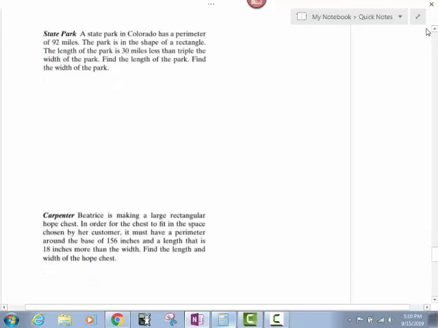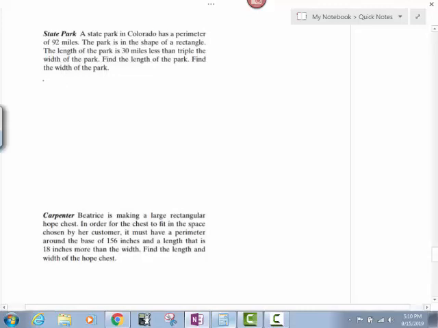Just a few more problems here, guys. Let's take a look at the next part. A state park in Colorado has a perimeter of 92 miles. The park is in the shape of a rectangle. The length of the park is 30 miles less than triple the width of the park. Find the length of the park and find the width of the park.